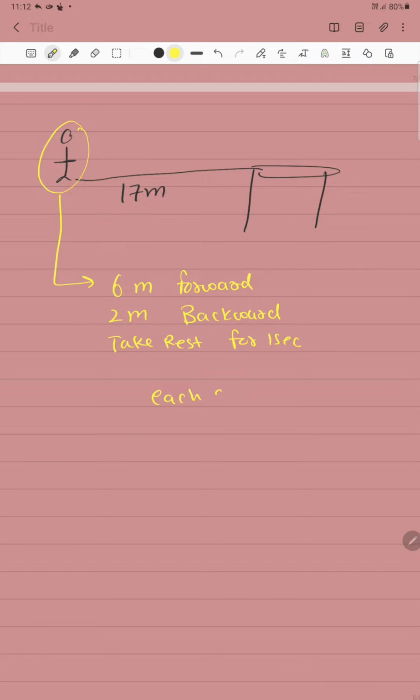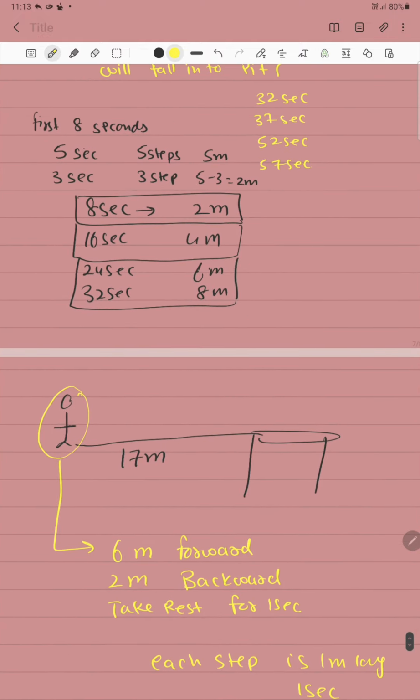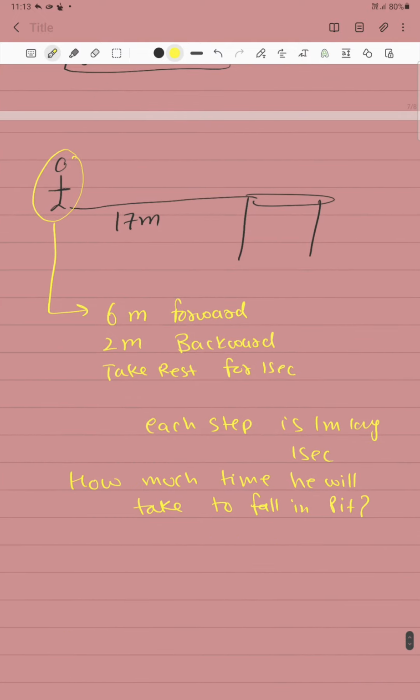Each step is 1 meter long. 1 second he takes. Then the question is very simple and straight. How much time will he take to fall in the pit? Okay, so by using the previous question's concept you can solve this question.